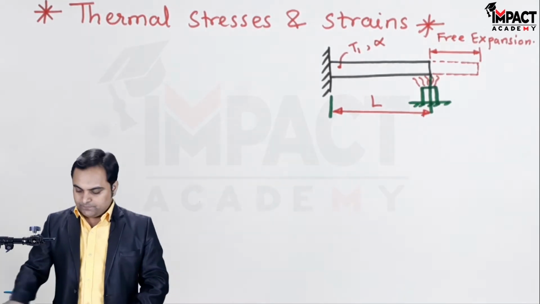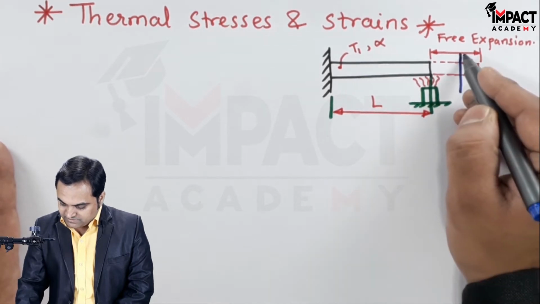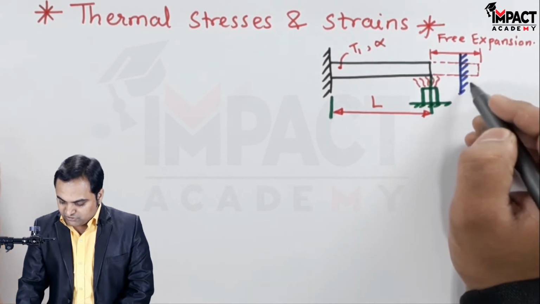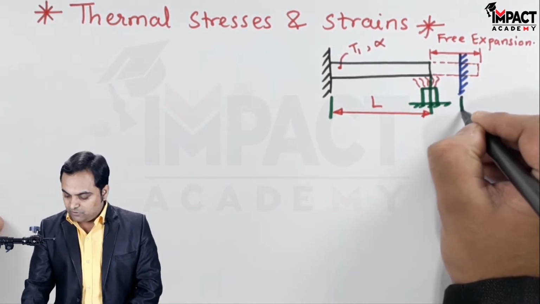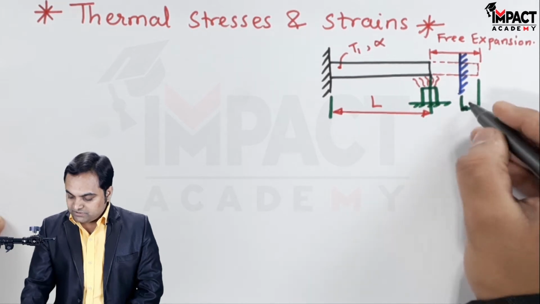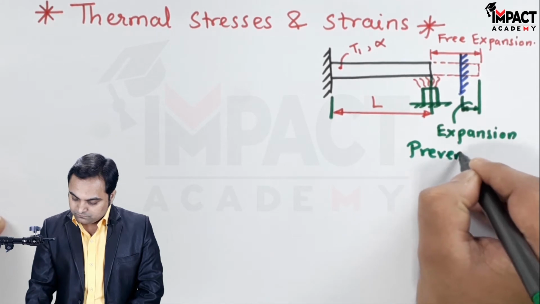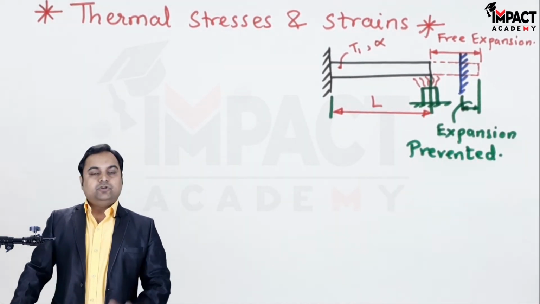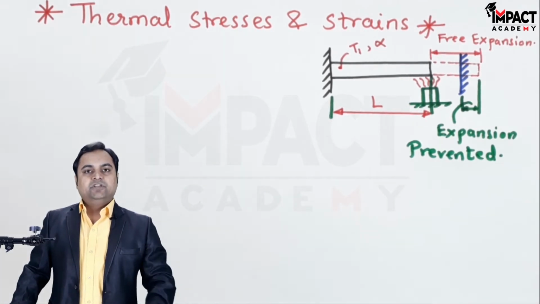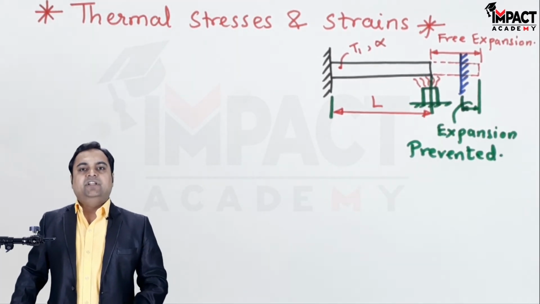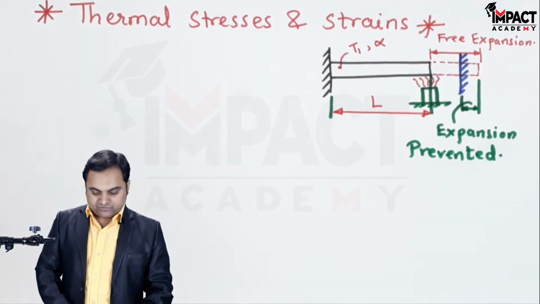But the moment we have a restriction, just for example as I am showing here, if we are stopping the free expansion, so this much is the expansion prevented. Because of this barrier or the expansion prevented, there will be stress produced inside the section, and such stresses which are there because of the temperature are called temperature stresses.